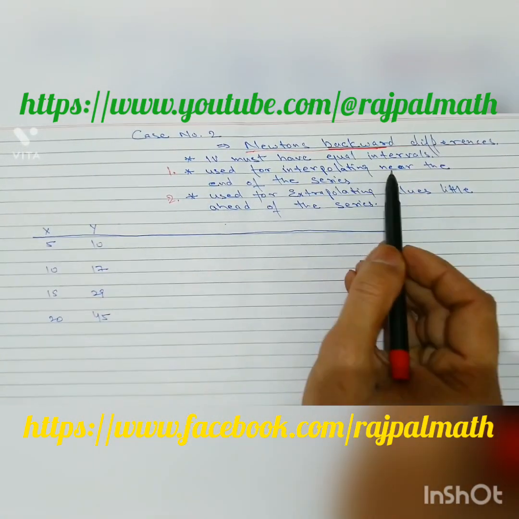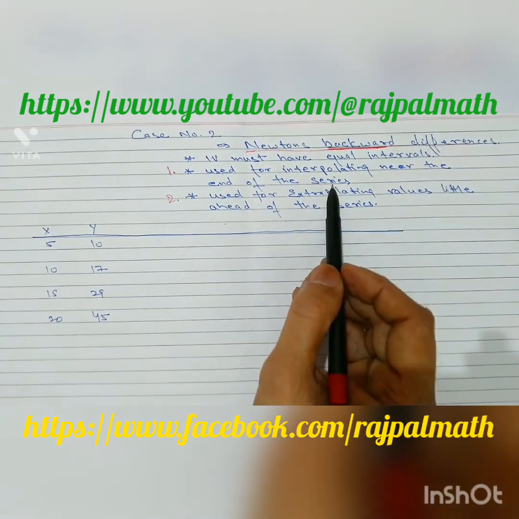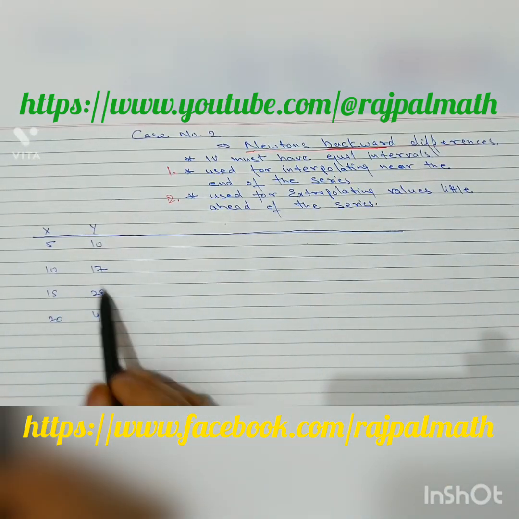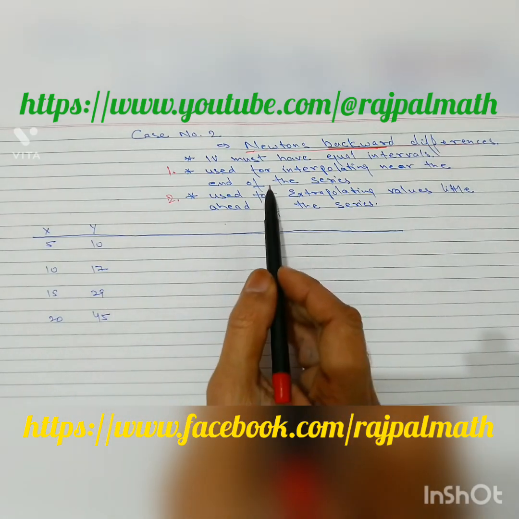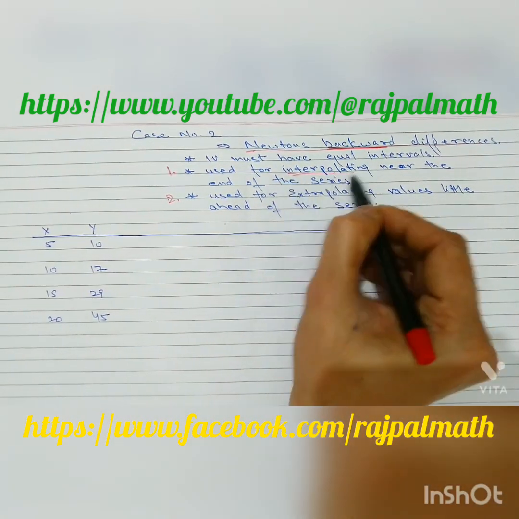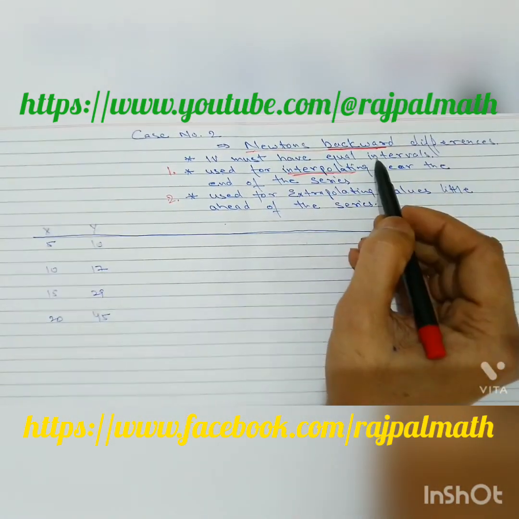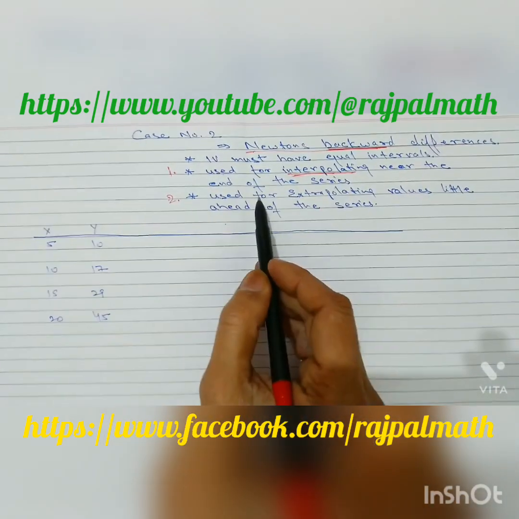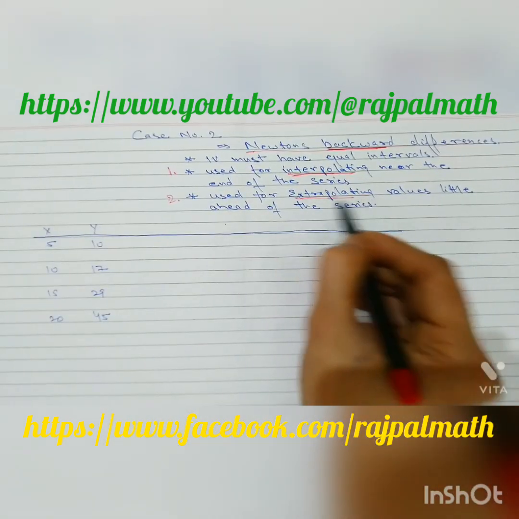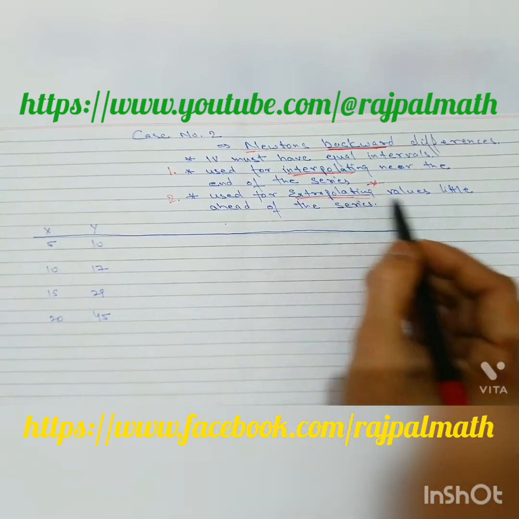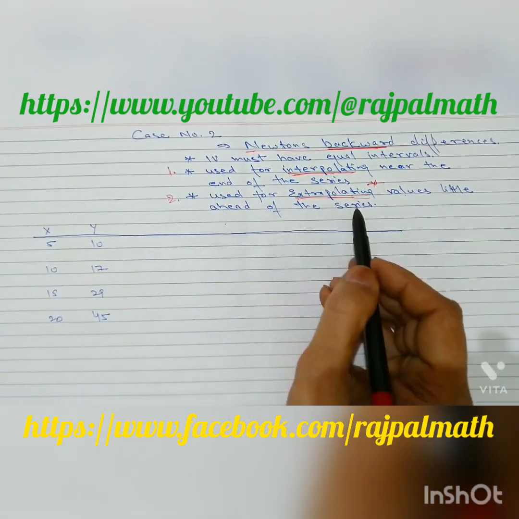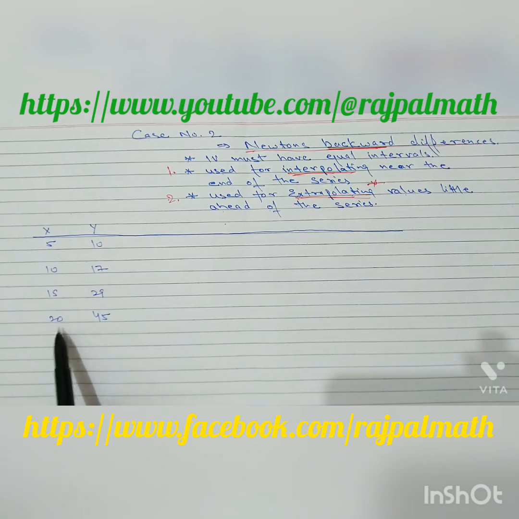Used for interpolating near the end of the series. If you want to interpolate near the end of the series, you can use this formula, Newton's backward differences method, or used for extrapolating. Important point, used for extrapolating values little ahead of the series.